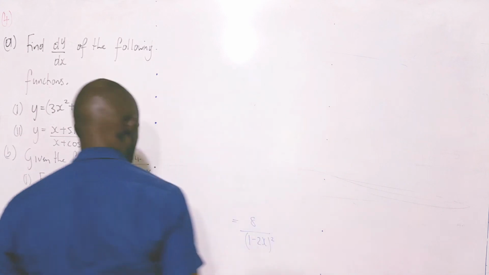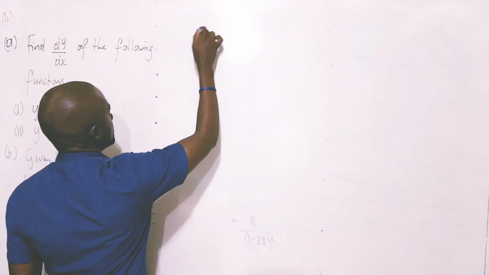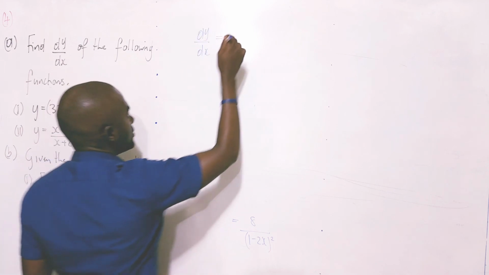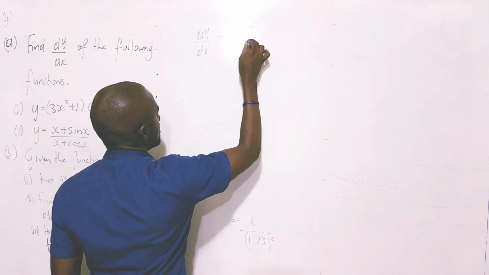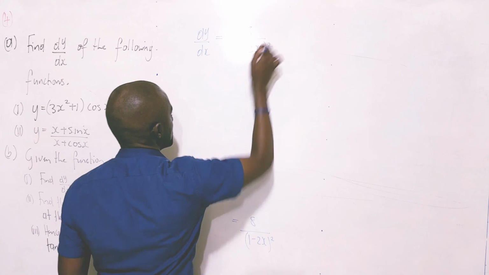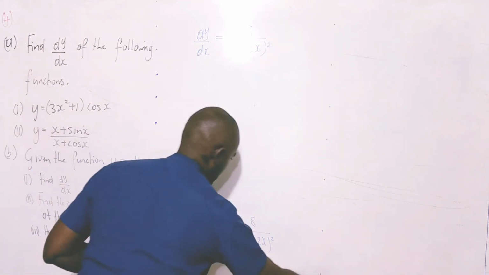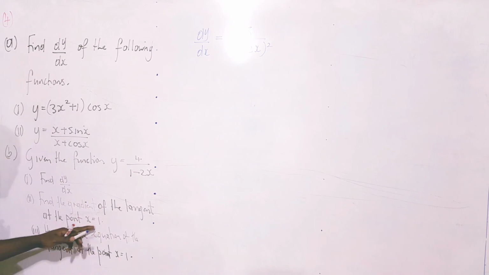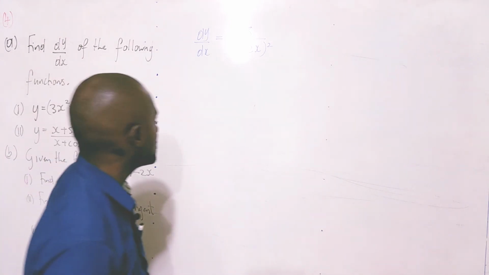So just write down what we got for dy by dx. So dy by dx is equal to 8 over (1 minus 2x) squared. Now part 2 of the question basically asks us to find the gradient of the tangent at the point x equals 1. Now how do we go about doing that?